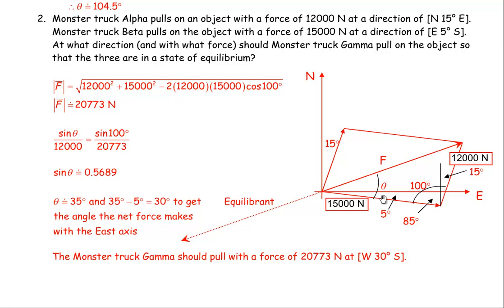Now, remember this little bit right in here is 5. So the angle that F makes with the east line would be 30 degrees, because 35 minus that 5 is 30. So that's 30 degrees. And so for my equilibrium, I'm going to make a couple drawings here. If this line goes straight east-west, that's actually going towards the west there. If this angle right here is 30 degrees, then this angle right here would have to be 30 degrees. And so the monster truck gamma should pull with this force at a direction of west 30 degrees south. See, that would be west, but it's going 30 degrees toward the south. So that's the vector that gamma has to pull along to make everything in a state of equilibrium.